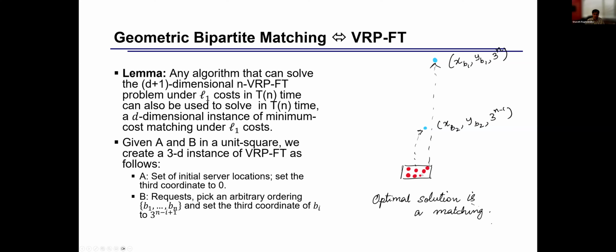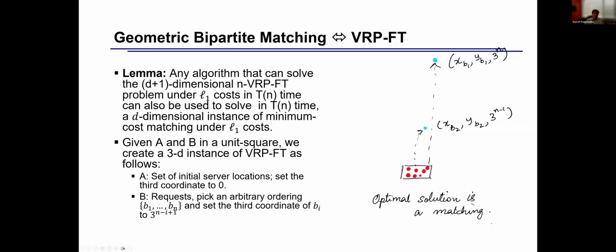And now I'll arbitrarily order the blue points, the points of B. Let's say B1, the first point, will become the first request. I'll lift it to the 3rd dimension and assign a z coordinate value of 3 to the n. The second point of B will be lifted, but the coordinate value becomes 3 to the n minus 1. And the third point will be 3 to the n minus 2 and so on. So I'll create this 3-dimensional instance. B1 is my first request, B2 is my second request, B3 is the third request, and so on.